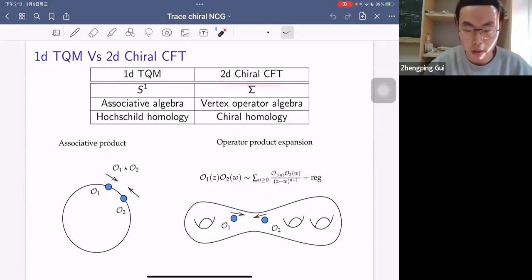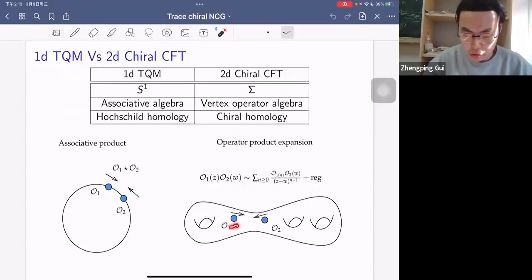And in two dimensions, our underlying manifold is a complex manifold, a one-dimensional complex manifold, a Riemann surface. And the local operator insertions form a two-dimensional holomorphic algebra, which is also a well-known algebraic structure called a vertex operator algebra. And more importantly, there is a homology theory for this two-dimensional algebra. It's constructed by Beilinson and Drinfeld. It's called chiral homology, which roughly speaking can be viewed as a two-dimensional analog of the Hochschild homology theory for the associative algebra, which describes a quantum mechanical system, a one-dimensional quantum field theory.